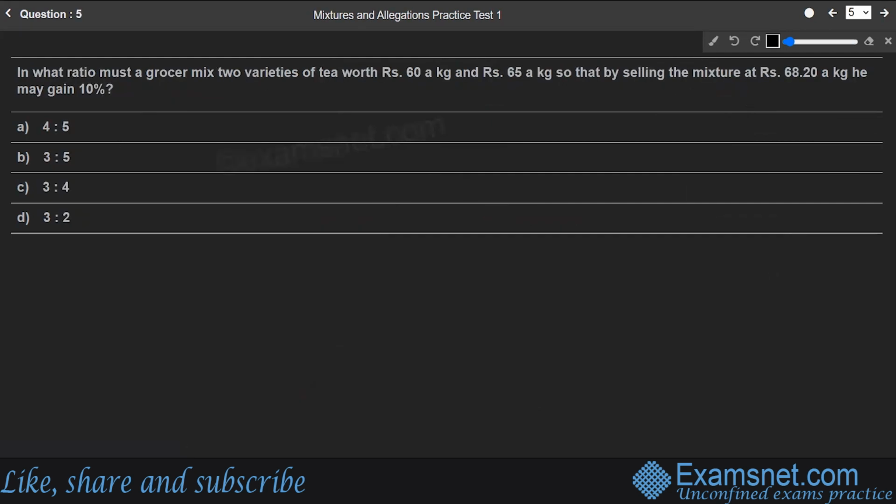Now, in the next, they say, in what ratio must a grocer mix two varieties of tea worth rupees 60 a kg and 65 a kg, so that by selling the mixture at rupees 68.20 a kg, he must gain 10%. So what all is given to us? The cheaper type of tea is 60 rupees per kg. The dearer type of tea is 65 rupees per kg.